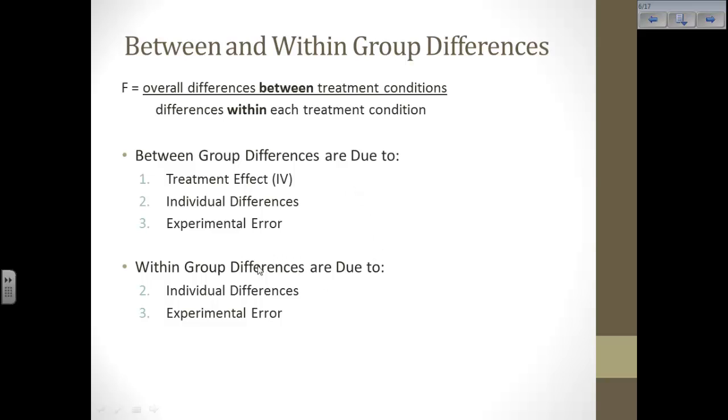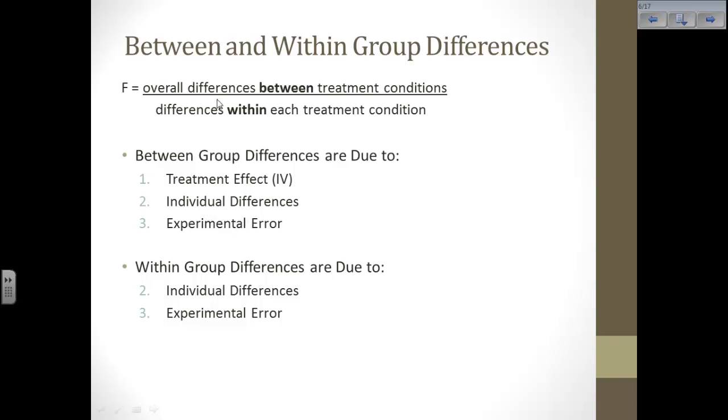Now, when you look at within-groups differences, those differences can only be due to the individual differences I talked about earlier, or the experimental error or experimenter error, which just means that they unintentionally treated individual participants within the group differently. So the F-statistic provides a way to isolate the treatment effect, this number 1 here, by comparing it to the error variance. So the variance due to individual differences and experimental error.